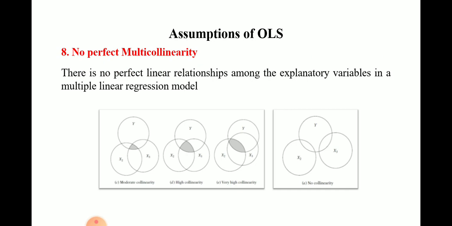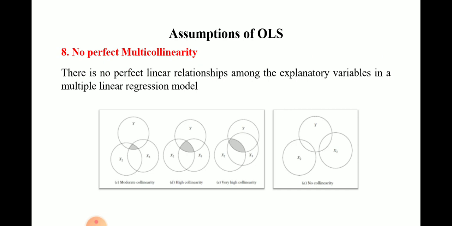Then no autocorrelation. Then no correlation between the error term and your independent variable. Then the seventh one, n must be greater than the number of parameters to be estimated, and the last one, no perfect multicollinearity. That's fine. Depending upon the marks of the question, you can add the equation and certain explanations.